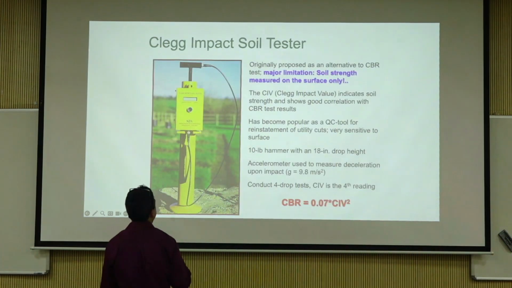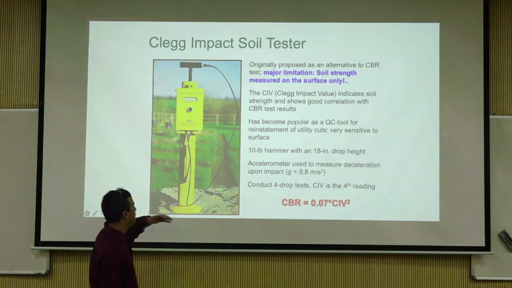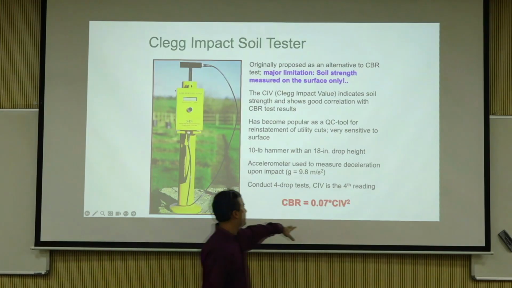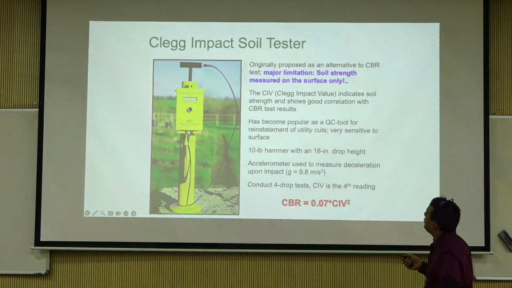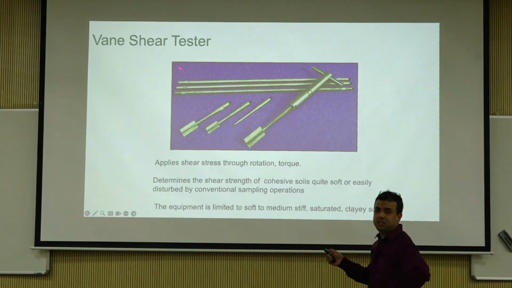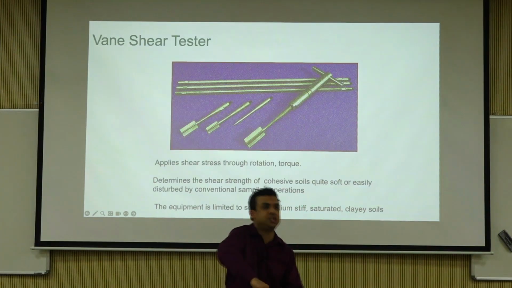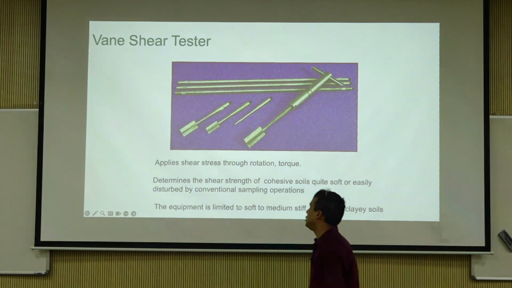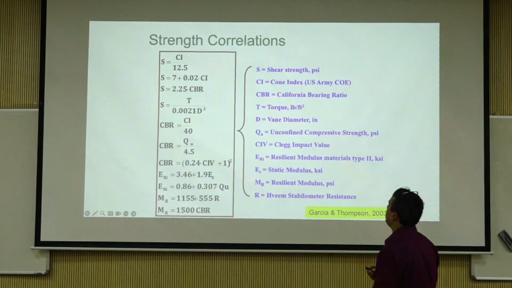Clegg impact soil tester. Again, these are hardly ever something you're going to come across. I just have them because these exist. CBR is Clegg impact value squared. It's basically a QC tool where you drop something, you impact something, and an accelerometer measures small strains. Vane shear, I think some of you may have seen this, right? You insert it and you rotate it, and it's basically a shear measurement, just a quick measurement of soil quality or soil strength.